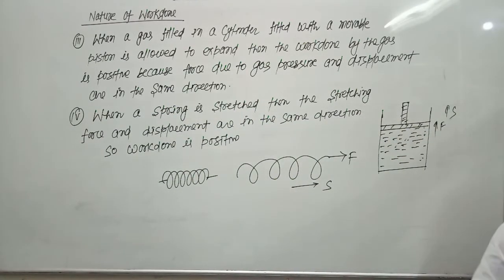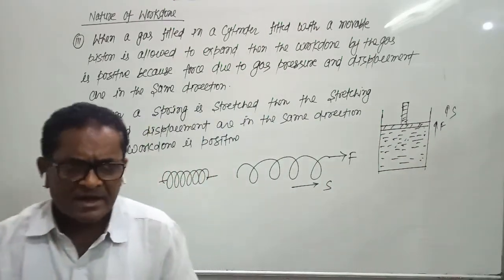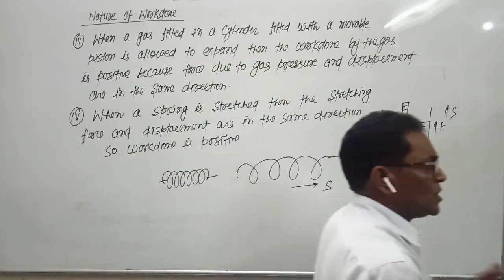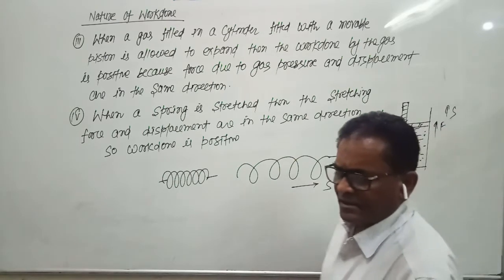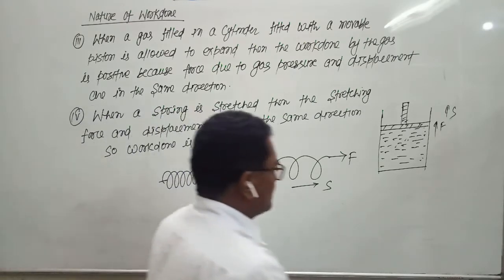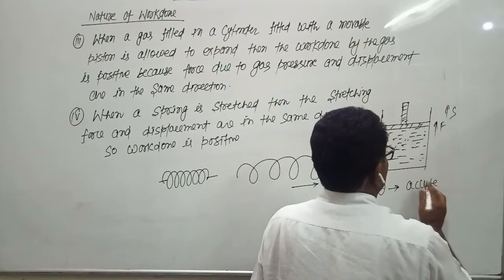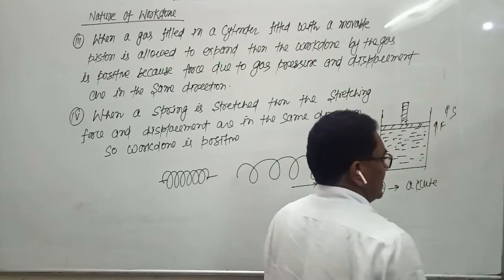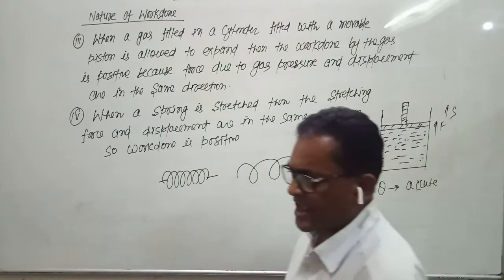So positive work done means the component of the applied force and displacement are in the same direction. Two points we have to keep in mind. For positive work done, if the applied force or the component of the force and displacement are in the same direction, then the work done is positive. And for positive work done, theta must be acute, where theta is the angle between force and displacement.